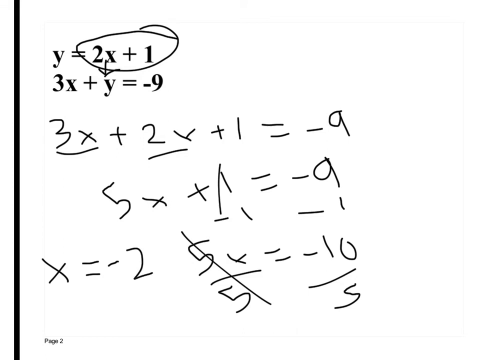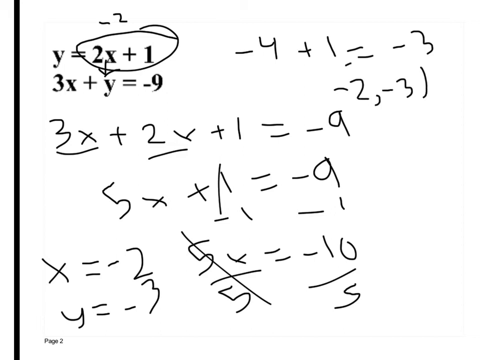But I'm not done. I need two answers. I need an x coordinate and I need a y coordinate, because that's where these two equations cross. So what I do is I plug in negative 2 into either this equation or this one and solve for y. Which one would you rather solve? The first one or the second one? The first one, because it's easy. You plug in negative 2. 2 times negative 2 is negative 4. Negative 4 plus 1 is negative 3. So your y coordinate is negative 3. So your ordered pair, the solution where they cross, is negative 2, negative 3. That's your answer.